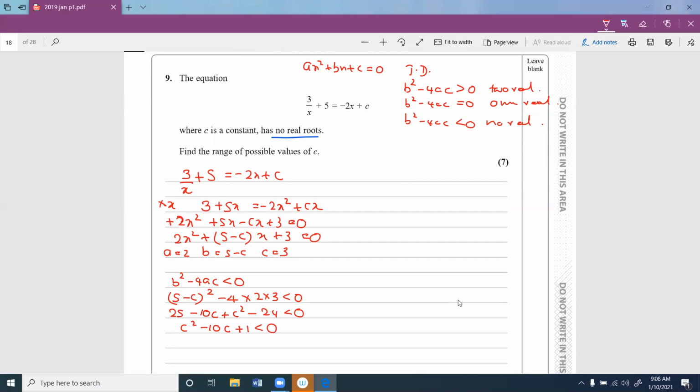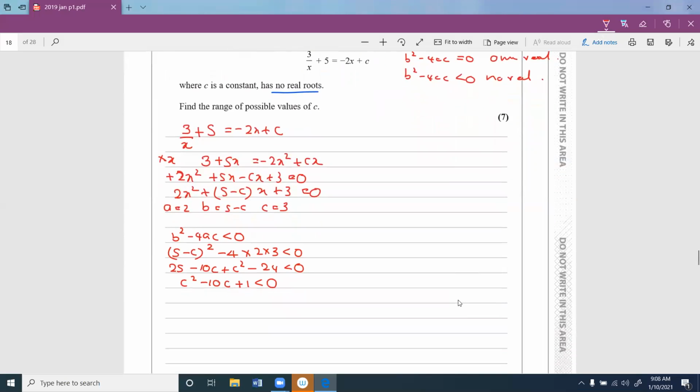Let's see whether I did it perfectly. Yeah, c squared. Yeah, that's great. Then they ask to find the range of the possible values of c. Let me just make sure that it's perfectly happened. 2x squared, 5 minus c, it's 3. Yeah, that's right.